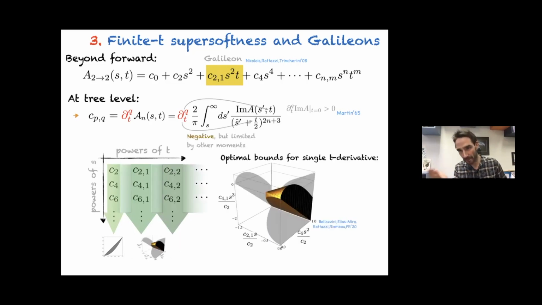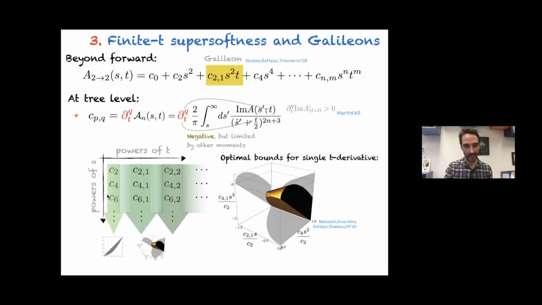In fact, things are a bit more complicated because the t derivative doesn't just act here, but it also acts at the denominator, where there is a t that comes from the existence of the U channel that I mentioned before. And this can give some negative contributions, but it turns out that the negative contributions are always limited by the other moments. So you can still find a shape for your bounds. And now it's not just vertical, it's not just involving coefficients with the same power of t, but it involves a bit of everything. It's a bit shady.